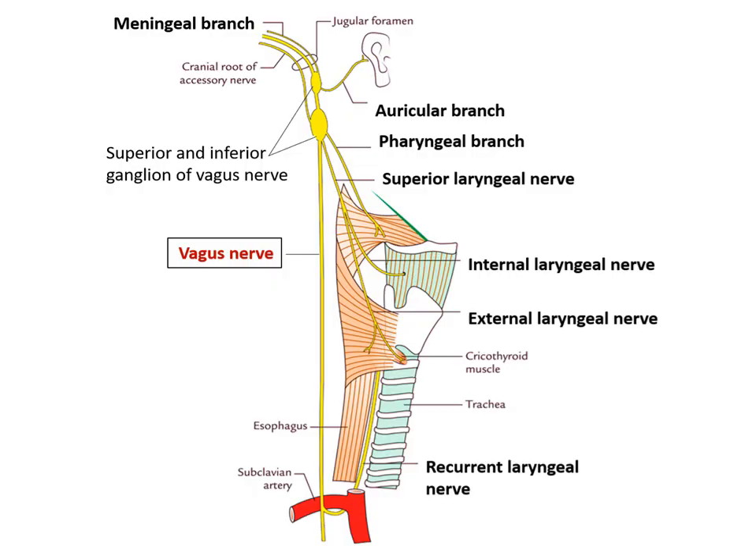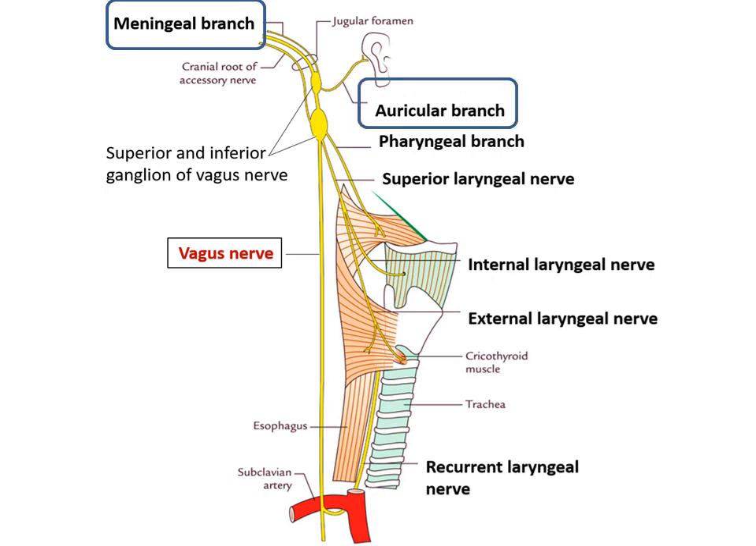Coming out from the jugular foramen, it forms two ganglia, the superior ganglion of the vagus nerve and the inferior ganglion of the vagus nerve, shown in the yellow balloons. From the superior ganglion, a branch emerges, which is called the meningeal branch, and it comes backward into the cranial cavity, posterior cranial fossa, and is responsible for the sensory supply of the dura mater of the posterior cranial fossa.